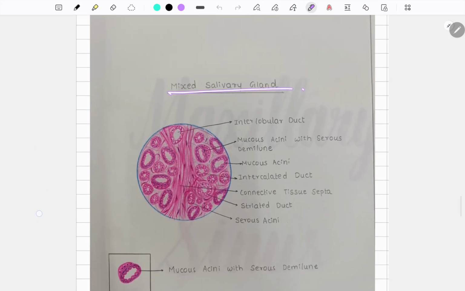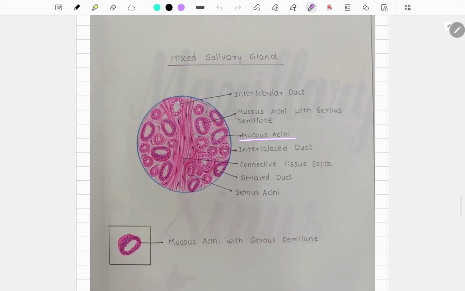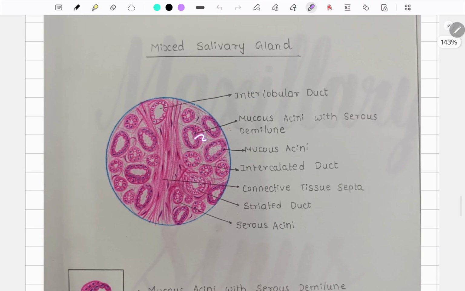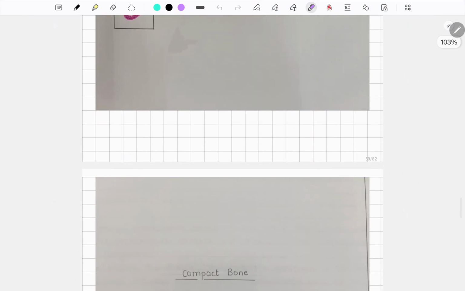In the mixed salivary glands you will draw both the mucous acini and the serous acini, and also there will be mucous acini with serous demilune present. As you can see over here, this is mucous acini with presence of serous demilune. Rest everything will remain same.